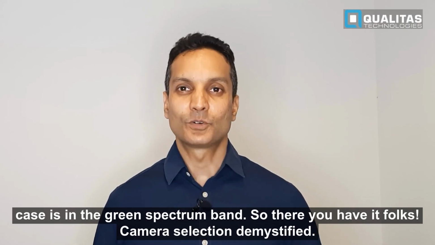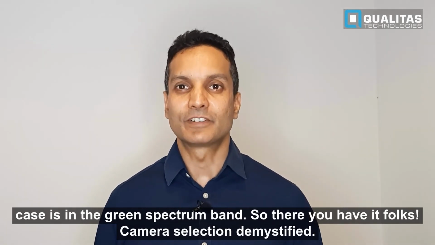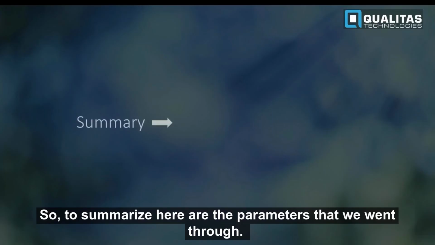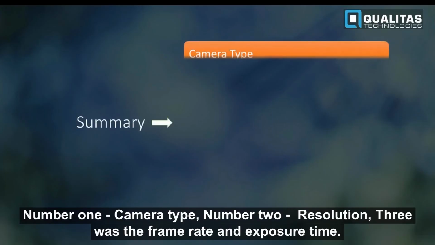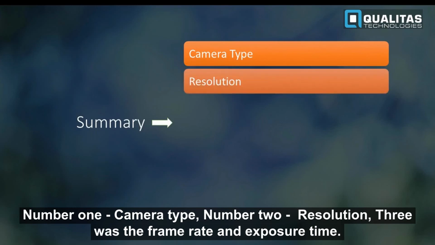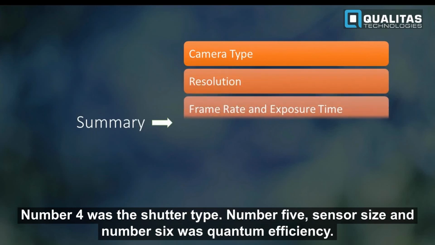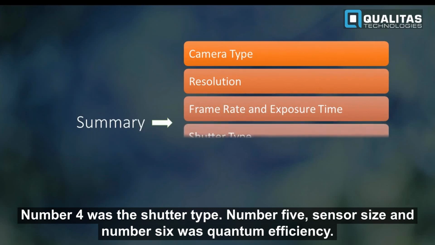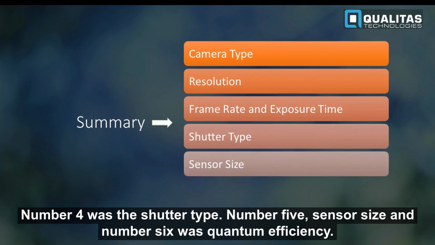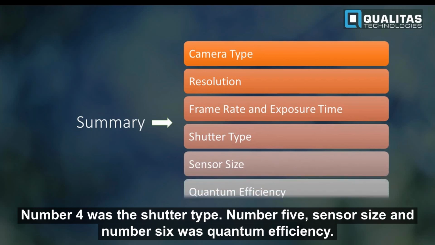So there you have it, folks. Camera selection demystified. So to summarize, here are the parameters that we went through. Number 1, camera type. Number 2, resolution. Number 3 was the frame rate and exposure time. Number 4 was the shutter type. Number 5, sensor size. And number 6 was quantum efficiency.